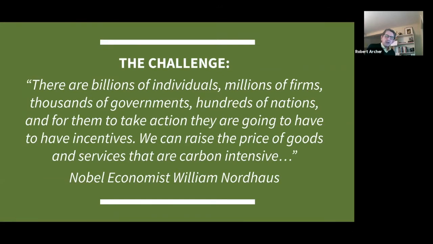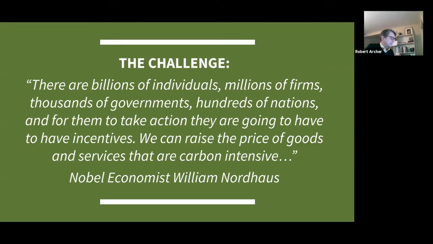I want to lead off with 2 slides to provide context. First, the challenge is global. There are billions of individuals, millions of firms, thousands of governments, hundreds of nations, and for them to take action, they're going to have incentives. We can raise the price of goods and services that are carbon intensive. The policies the U.S. puts in place must be workable in developing countries where most climate emissions occur.